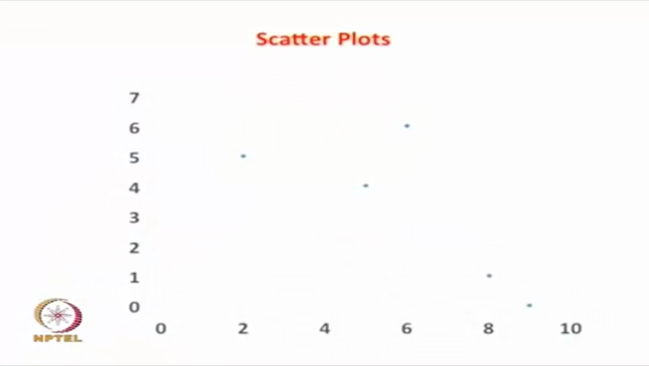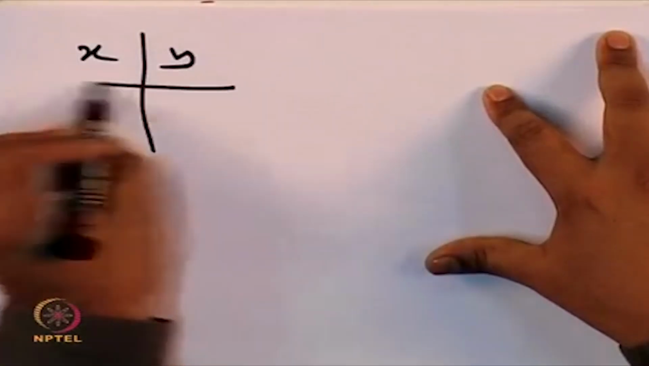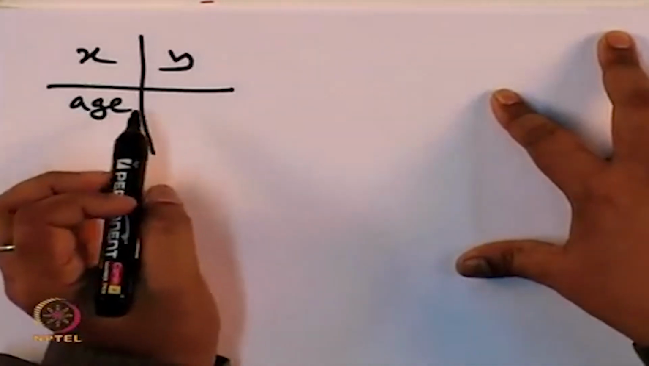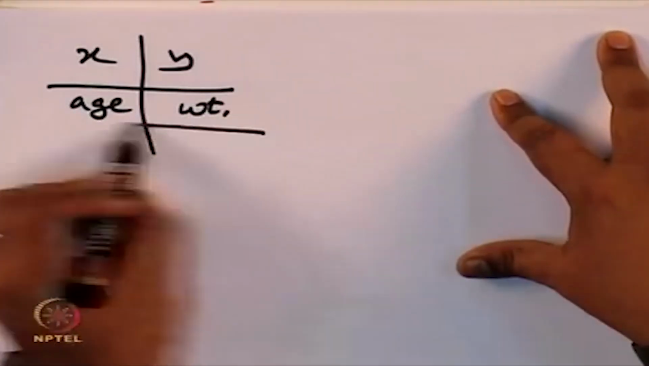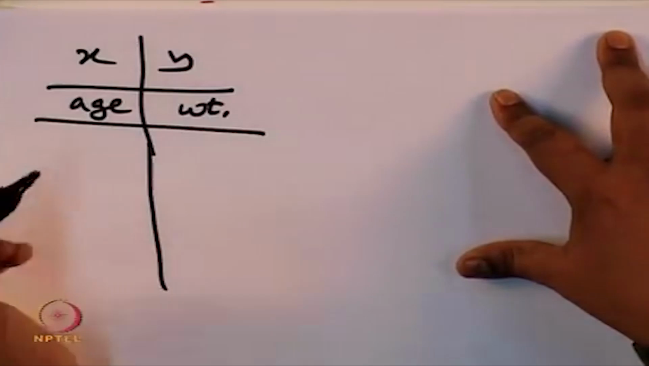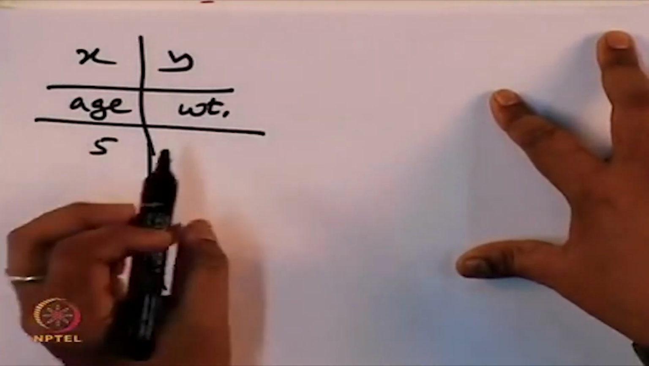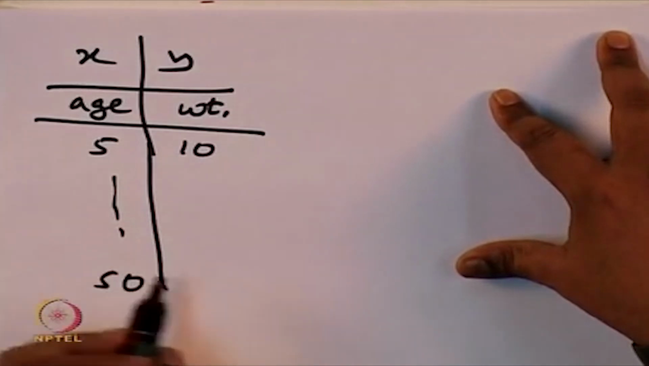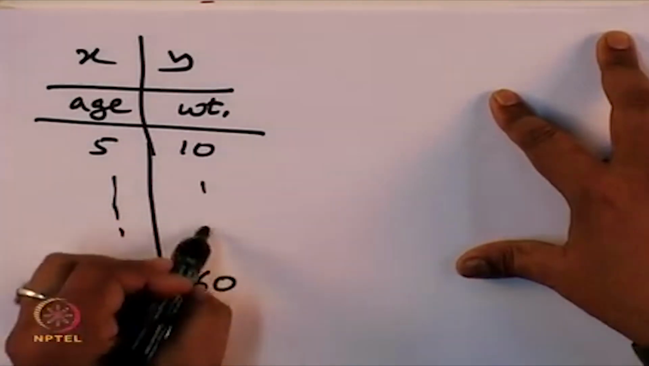Another type of plot which is widely used is called a scatter plot. A scatter plot is just x and y values. Let us say I have x versus y, with age as one variable and the other variable is weight. So, I can have this generation: age is, let us say, 5 years, weight is 10 kgs, and so on, and 50 years, weight is 60 kgs. So, you have a range.